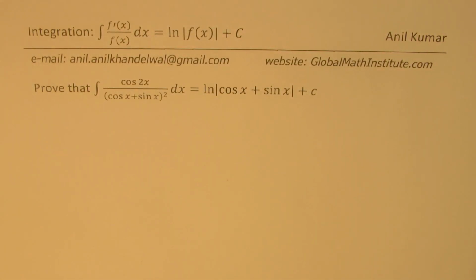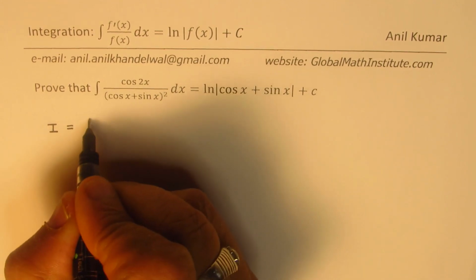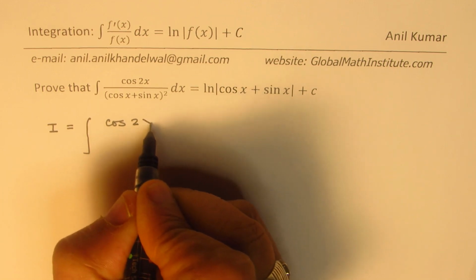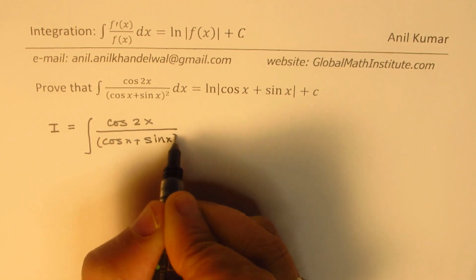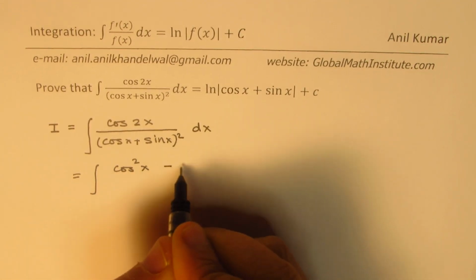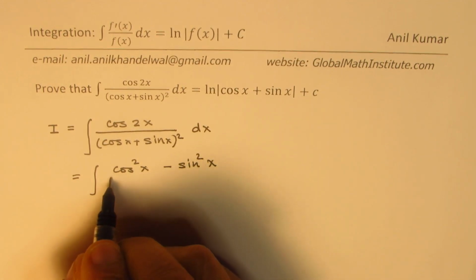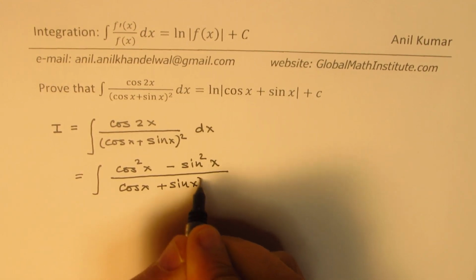Now let's take the last example on this strategy. This time we have to prove that the integral of cos of 2x over cos x plus sin x whole square dx is ln cos x plus sin x plus c. Now you should understand what is the formula for cos 2x. Okay, so the integral which we are interested in figuring out is cos of 2x over cos x plus sin x whole square dx, right? Cos of 2x can be written as cos square x minus sin square x, correct? That is the formula. Over, we have here cos x plus sin x whole square dx.